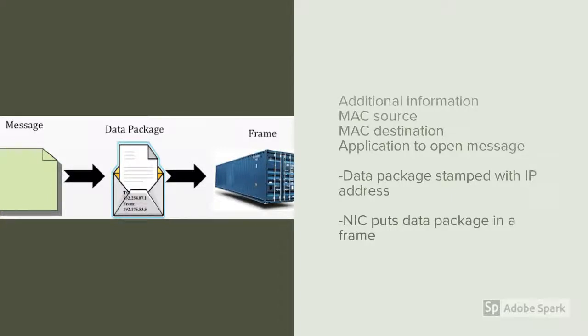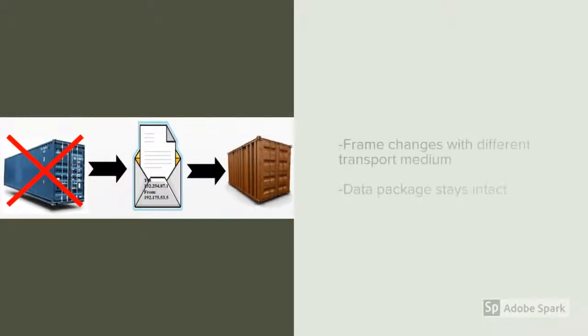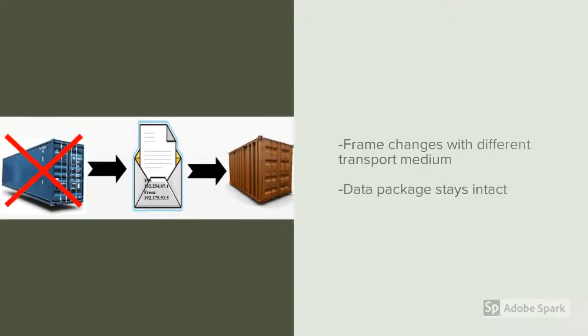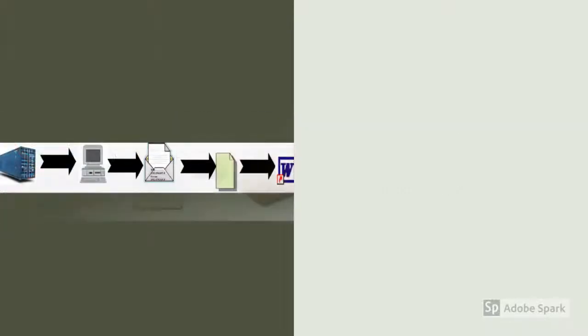This data package, or envelope as we're calling it, comes to the network interface card, which puts each envelope into another container called a frame. As this email travels across the internet, it may be transported via cable, fiber optic, or wirelessly. Every time a data package comes to a different transport medium, the data package is taken out of its old frame and placed into a different frame for that particular transport medium. The data package itself stays intact, as it does not matter how many different frames it goes through.